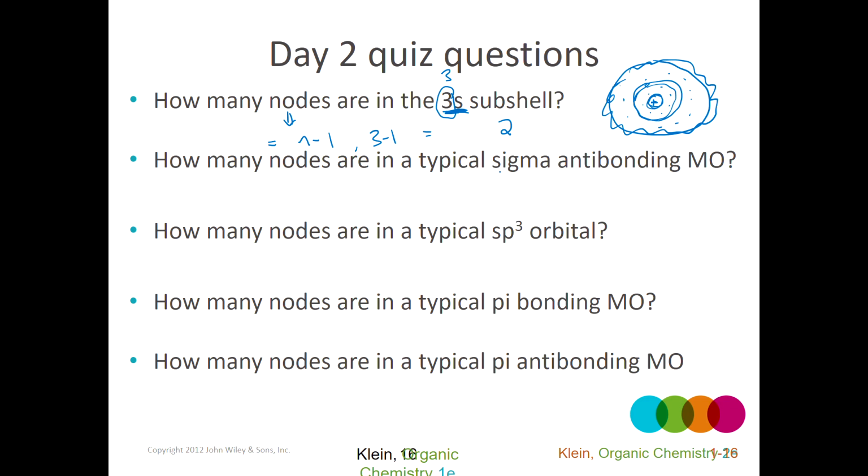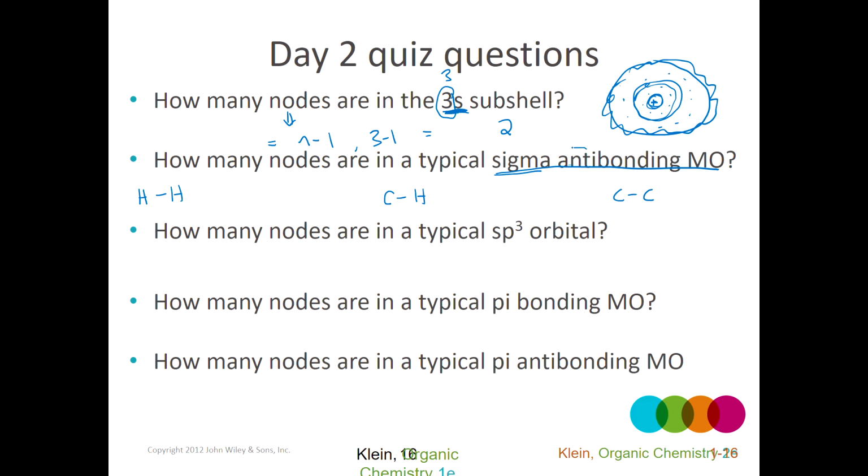So what about a sigma antibonding molecular orbital? Well, I realized when I started looking at your quiz questions that this question was a little unclear as to exactly what it was asking. I probably should have clarified what type of sigma bond we're talking about. There are two possible ways to think about this. If it's a sigma bond between two hydrogens, or between a carbon and a hydrogen, or between two carbons, the answer could be different.